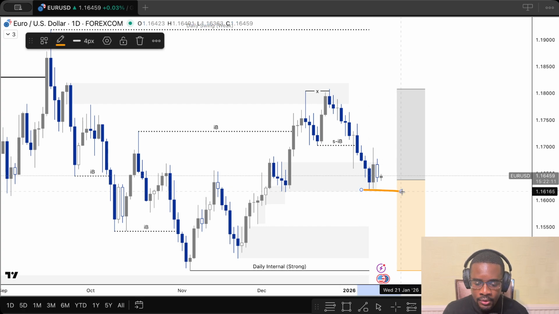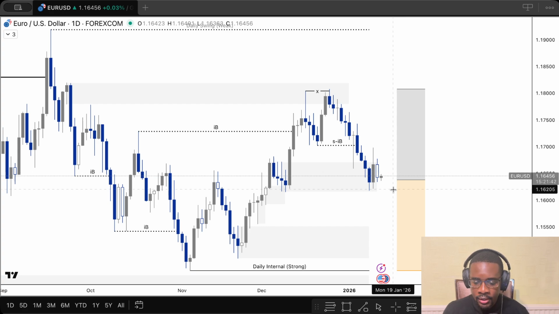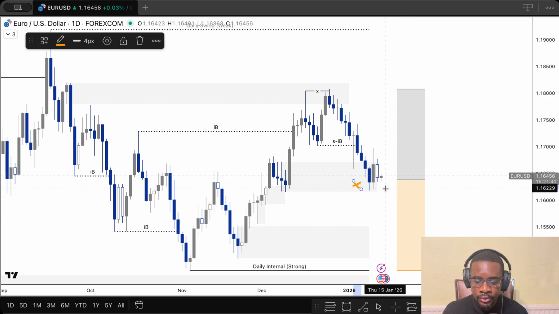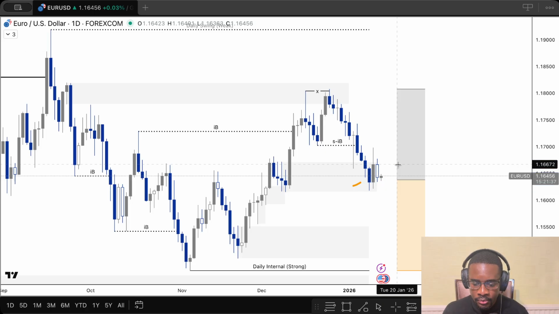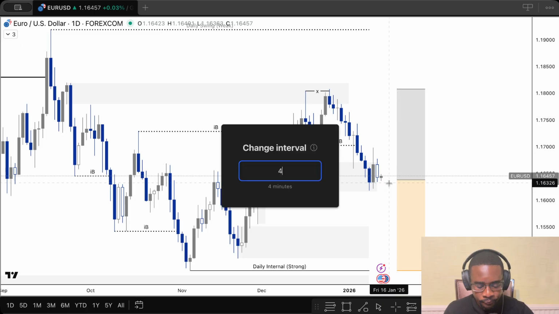This daily demand is still holding, so because it's still holding, we can still anticipate that price could be willing to go bullish. However, because we've had this strong downward movement, it's likely that price could just consolidate for the next few days. But as long as this demand is still holding, we can anticipate that price could start going up.